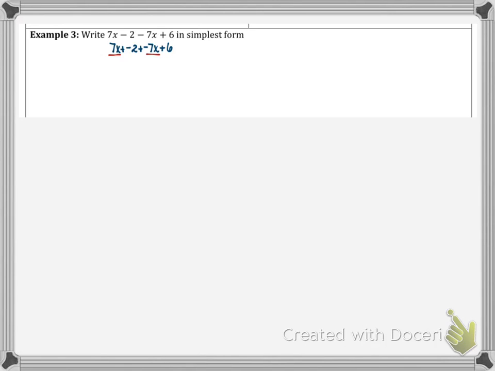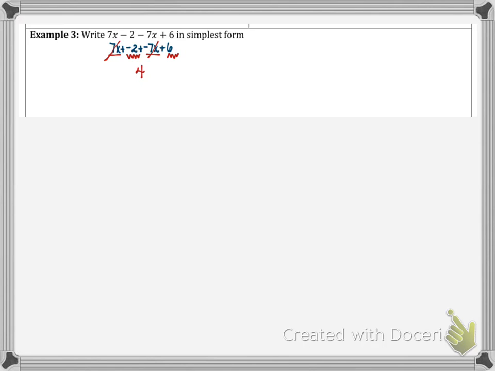They both have x's to the first power. But when you add 7 and negative 7, they cancel each other out. You really get 0x, which is gibberish. They just cancel. So you really have nothing coming out of those. They kind of eliminate each other. And then all I need to do is combine negative 2 plus 6, and that gives me positive 4.